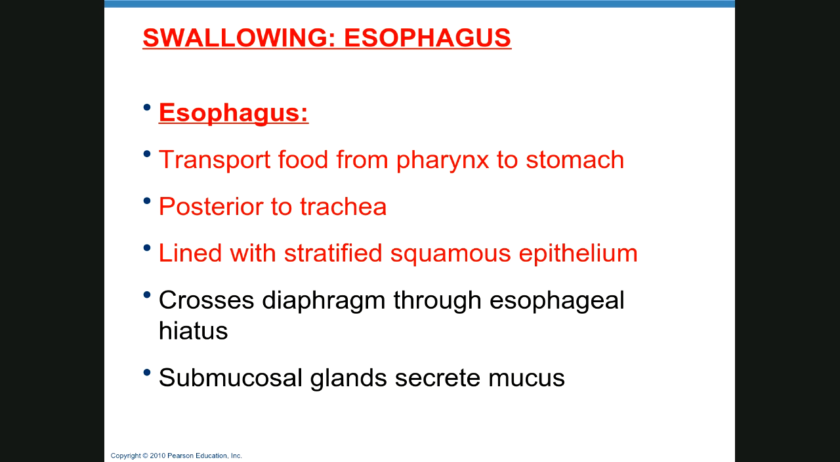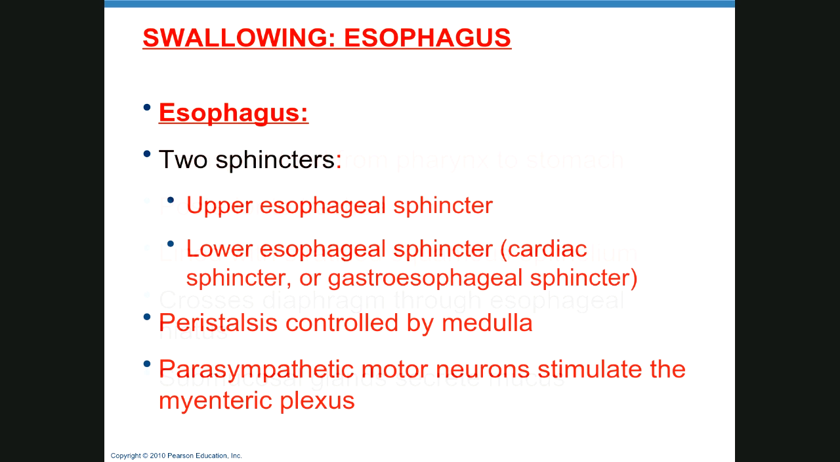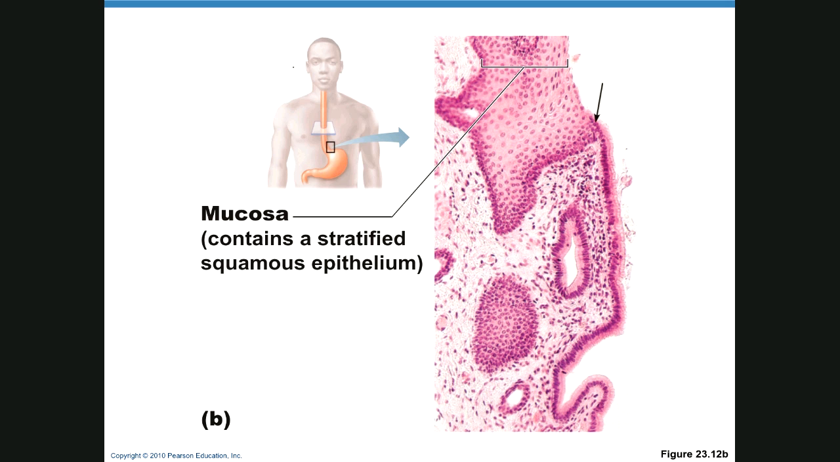The esophagus is lined with a stratified squamous epithelial tissue because it's an area that is subject to mechanical abrasion. I like this picture. It shows you a very dramatic view of the interface between esophagus and stomach and how the change of tissue takes place.